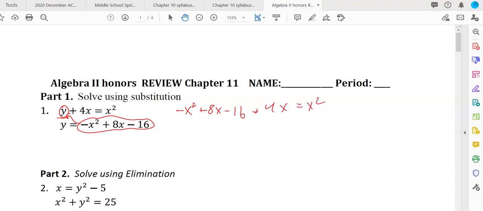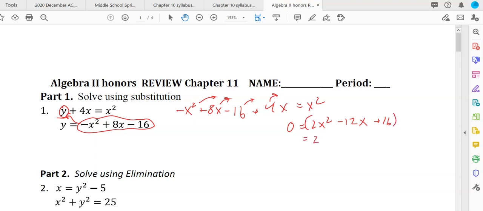Just going to solve that. Just get all the x's on the same side and everything. So I'm going to add x squared. So I get 2x squared. I'm going to subtract 8x and subtract 4x. So I get minus 12x. And I'm going to add 16. So I get plus 16. Always take out a GCF if there is one.